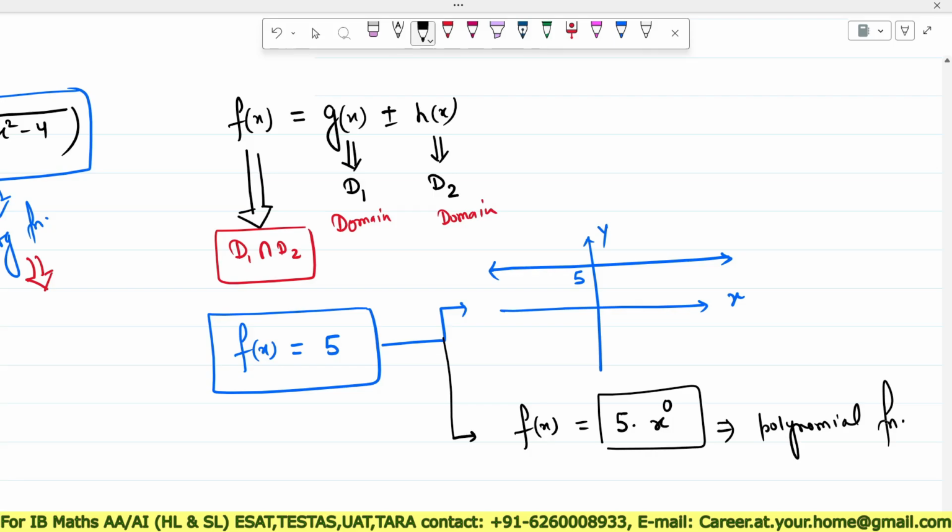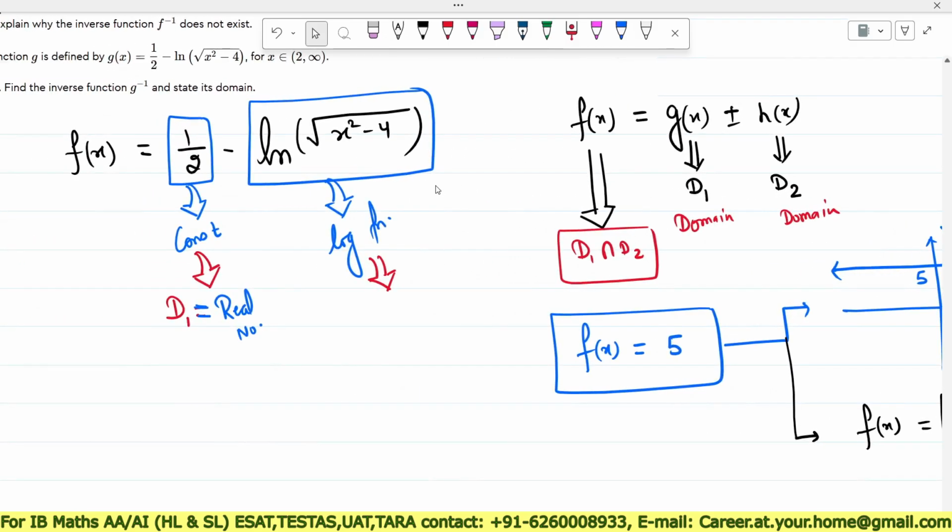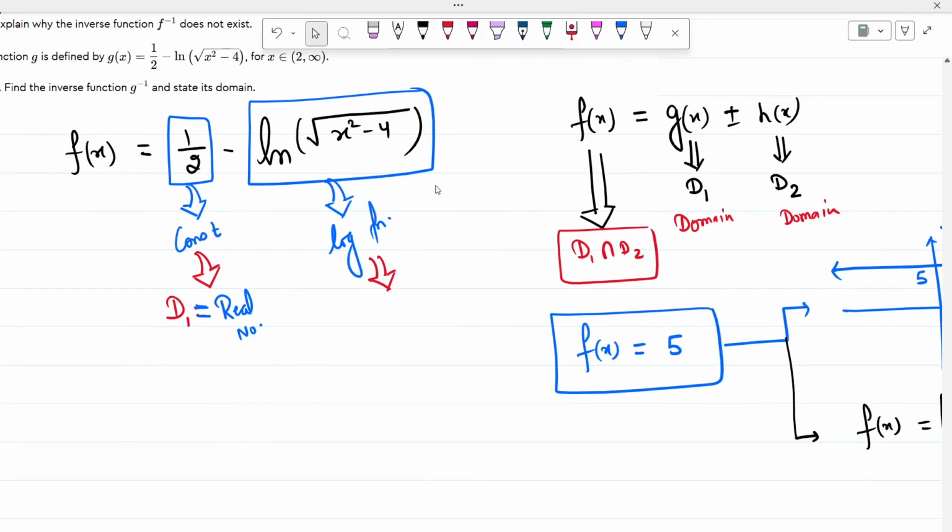This is not a rational function. This is a polynomial function. So make sure that you always think in this way: a constant function is always defined for all real numbers.